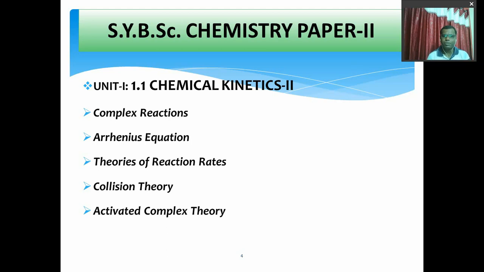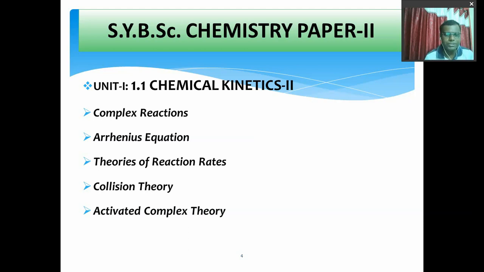So this is an important term in physical chemistry. In this topic again we are going to discuss the rate of reaction and factors affecting the rate of reaction. In the FYBSc we studied different terms like the order of reaction and molecularity of reaction. In the order of reaction we studied the first order reaction, second order reaction, and pseudo molecular reaction. But in the SYBSc we are going to discuss the extended part of this chemical kinetics, and that's why it is given as chemical kinetics 2.